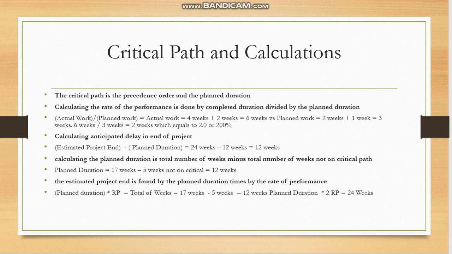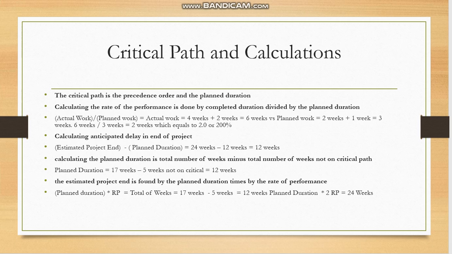The rate of performance is calculated by the completed duration divided by the planned duration. Here is the simple formula of actual work divided by planned work. So we get an actual work of 4 weeks plus 2 weeks, which is 6 weeks, versus the planned weeks, which is only 2 weeks plus 1 week equals 3 weeks. And you take 6 divided by 3, you get 2, which equals 2.0 or 200%.